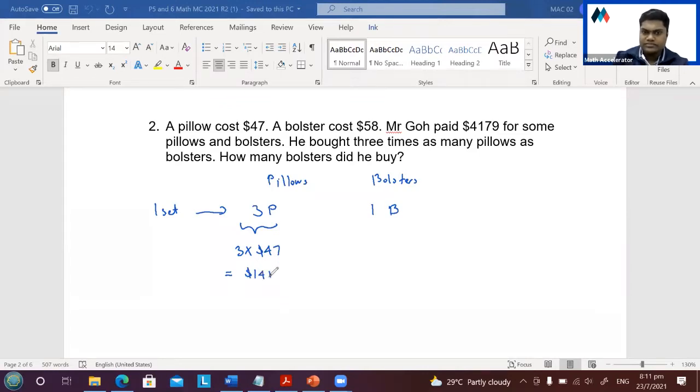So this equals to 141. Okay, what about the bolster? The bolster costs $58, right? So the value of one set is 141 plus 58. That will give you $199. Okay, so $199 refers to one set, right? Yeah, write it here. $199 refers to one set.